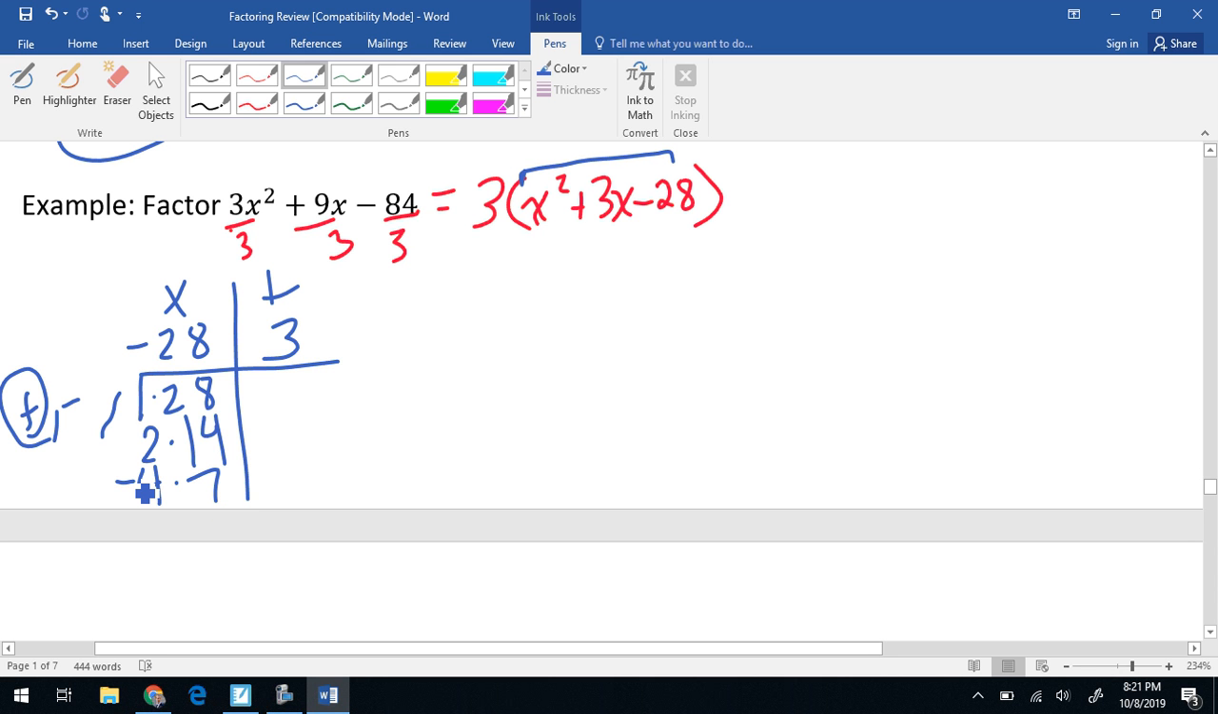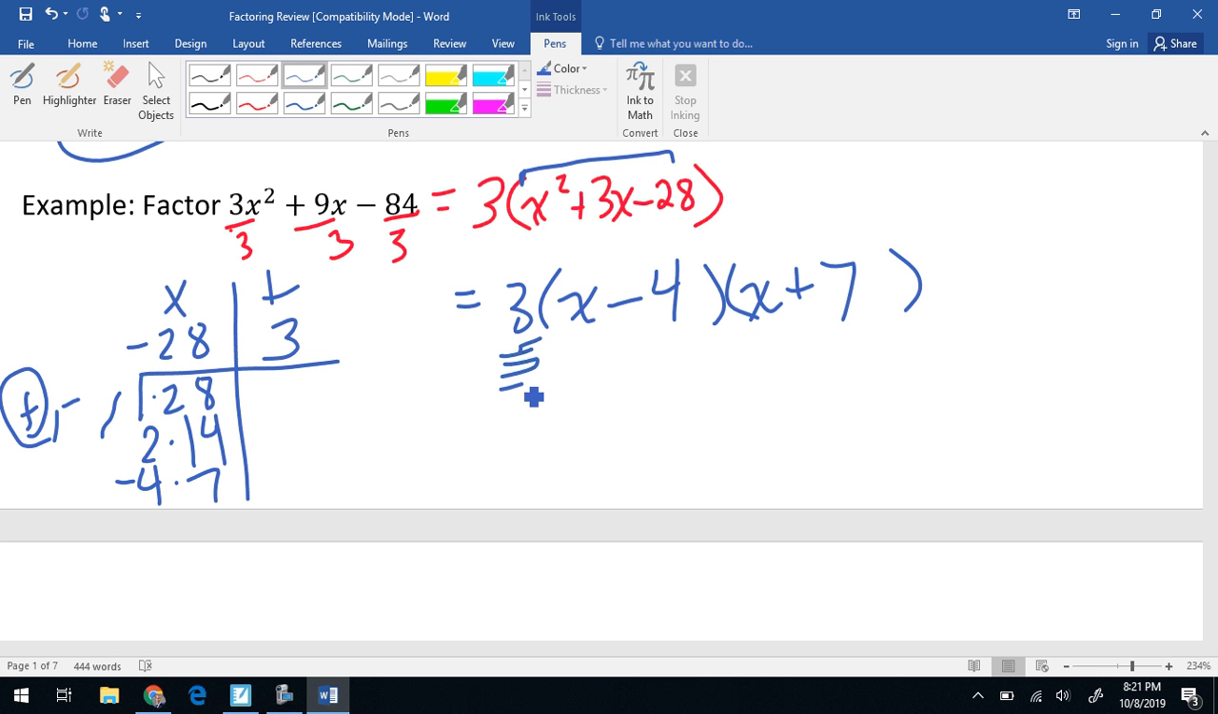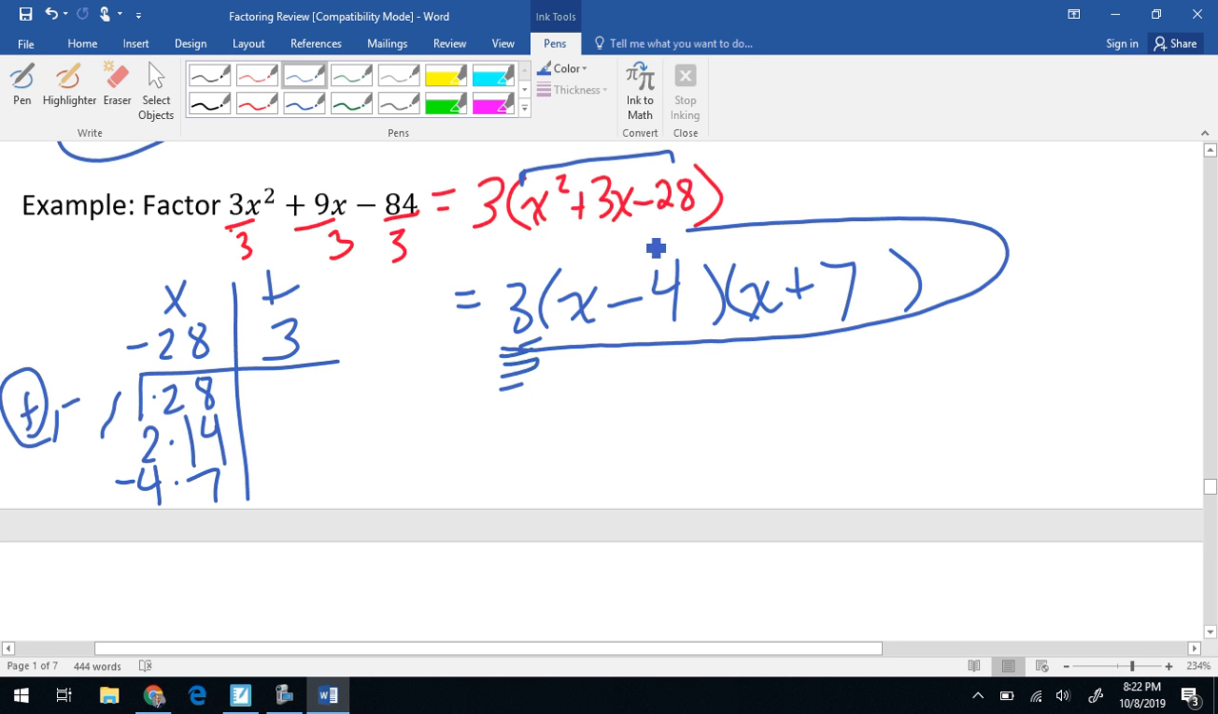Now remember what I told you in the last one? When your leading coefficient is 1, the two numbers you choose are going to be the two numbers that end up in there with your x. So x minus 4, x plus 7. Notice the 3 stays, because if I'm going to use equal signs, that 3 needs to be there. I don't get to just divide by 3 and throw it away, because I'm not solving an equation, so I don't have two sides to do it. So I need to pull out that GCF instead. And then that's my final answer.